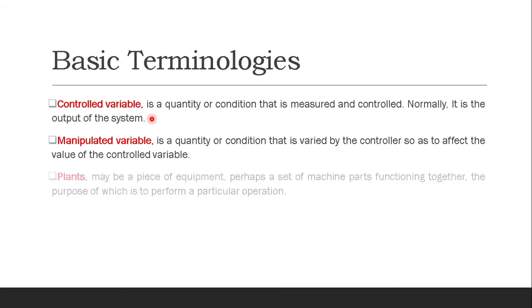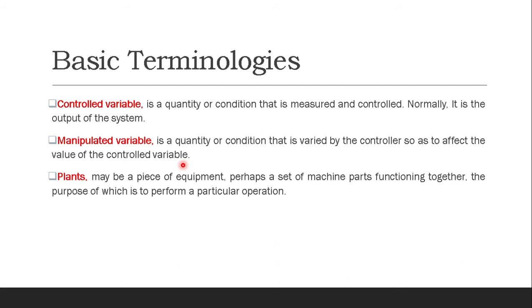The next definition is plant. So what is a plant? A plant may be a piece of equipment, just a set of machine parts functioning together, the purpose of which is to perform a particular operation. In this subject, we shall call any physical object to be controlled a plant, such as a mechanical device, a heating furnace, a chemical reactor, or a spacecraft. So this kind of system we may call a plant.